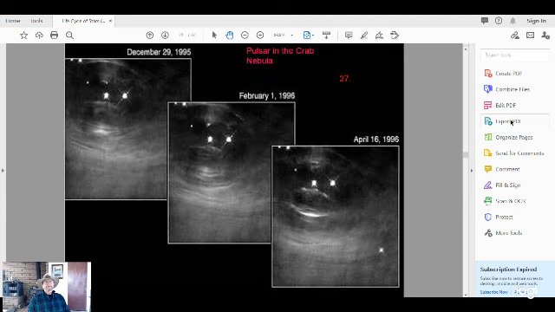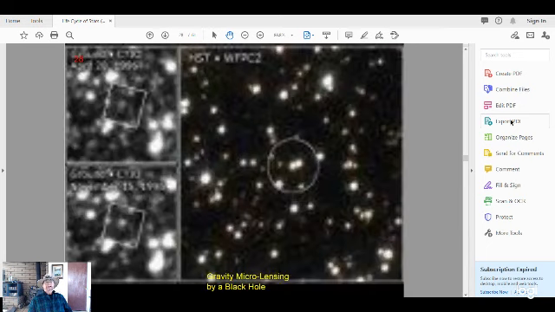Here's radio waves pulsing out of the Crab Nebula. That's that star that blew itself up in 1054. And then here, once we get a black hole, it was really hard to prove that black holes existed. There's going to be a lot more information on black holes coming up.